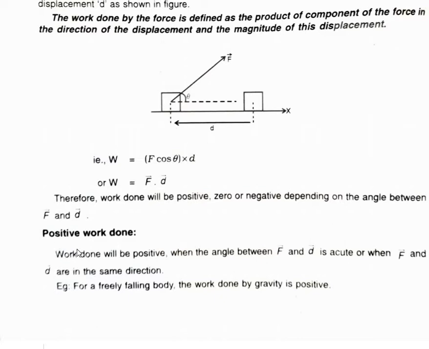So let us discuss the case of positive work done. Work done will be positive when the angle between F and D is acute, or F and D are in the same direction. For example, in the case of a freely falling body under gravity, the direction of gravity is downward and the displacement is also in the direction of gravity. So the work done will be positive.